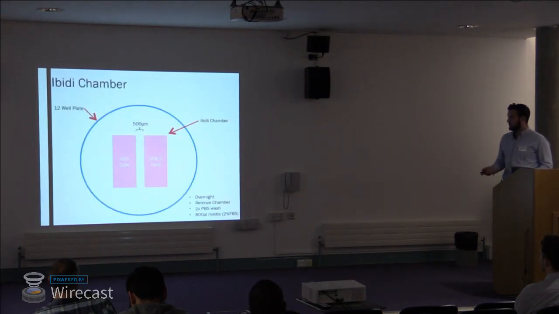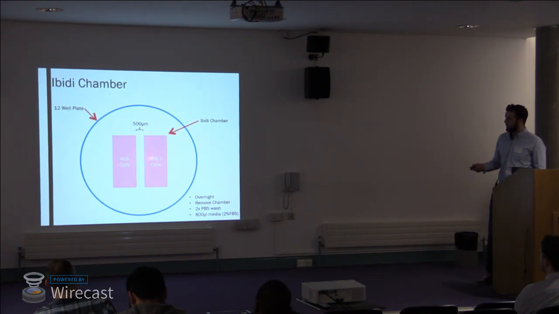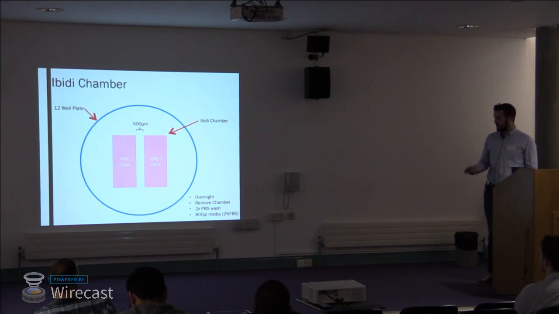So the way we did this was we used an IBD chamber, which is just an insert with a 500 micron gap. It's similar to a scratch wound assay, but the advantage of using this is we can have two cell types, whereas in a scratch wound assay, you just bring a pipette tip through one cell type and watch how the wound closes. So we put the cancer cells, 50,000 of them, in one side of the IBD chamber and 100,000 myofibroblasts in the right-hand side. Left it overnight in their respective media.